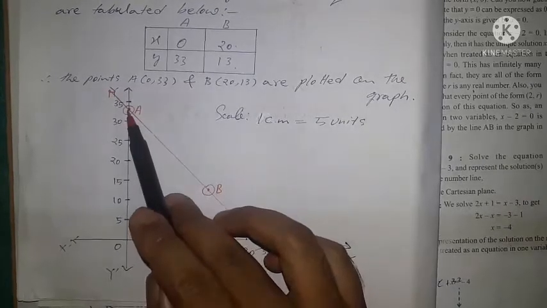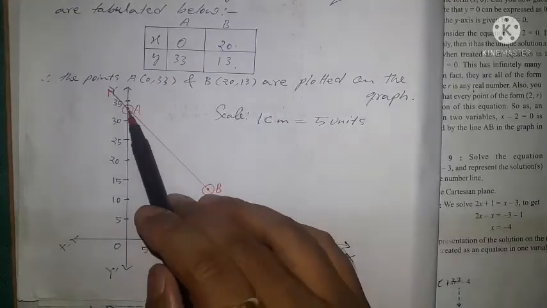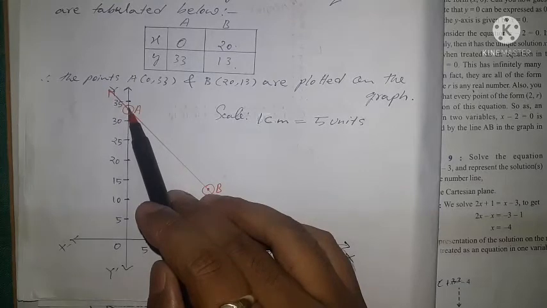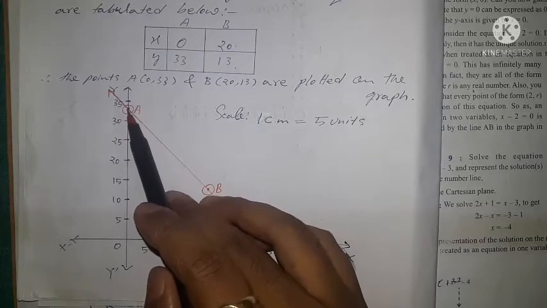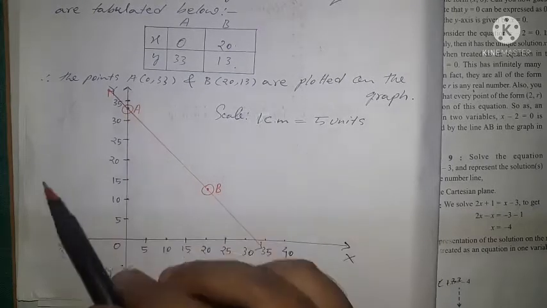So therefore this point represents the point A, which is 0, 33. That means 0, 33, it will be just nearing to 35. As we can see, there is no movement in the x-axis, and in the y-axis there is a movement of 33. So it is just less than 35.